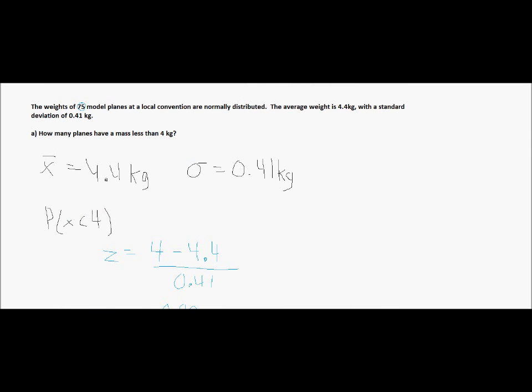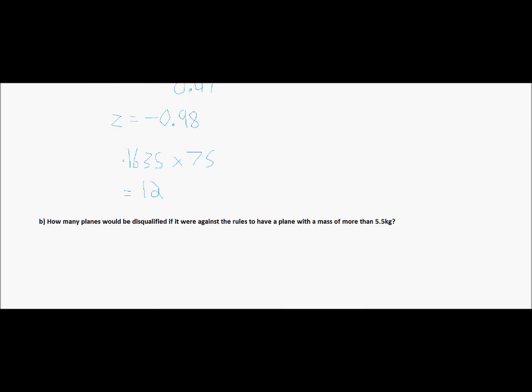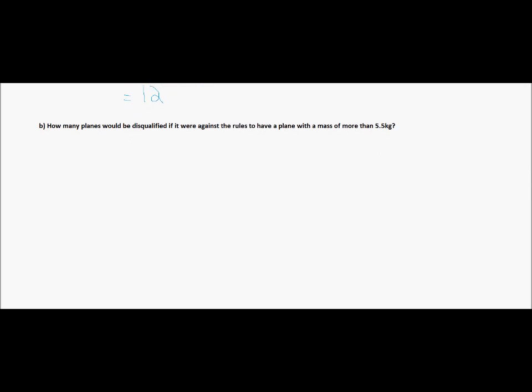The reason we don't have to subtract or anything after this is because we're looking for less than 4, and z-scores are the data that is less than the point you're looking at. So that's all you have to do for part A. And you go down to part B. How many planes would be disqualified if it were against the rules to have a plane with a mass of more than 5.5 kilograms? Can you use more than, Kyle? No. So what do you do? We'll figure that out later.